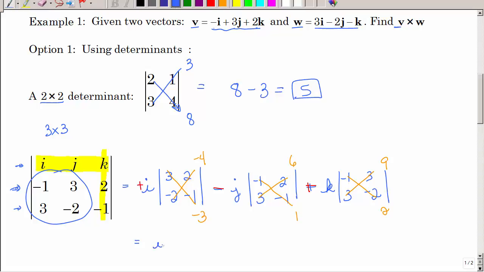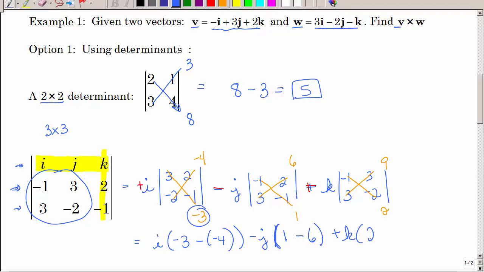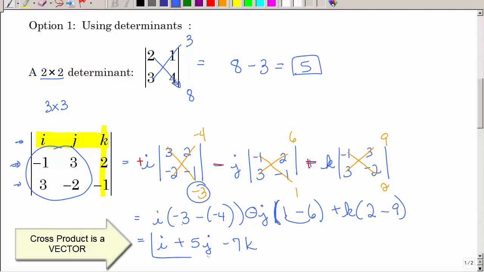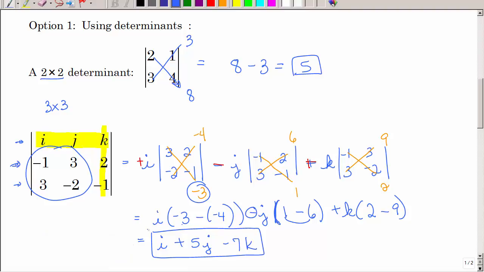Right, so what do we have left? We have i, and then we have down minus the up. Then we have down minus the up, down minus up. And then we just need to do that arithmetic. So let's see, that's negative 3 plus 4, so that's 1i. This is negative 5, and that's negative would be positive 5j. And this is negative 7k. So that's the process of using determinants. You might want to rewind the video and watch that one more time.